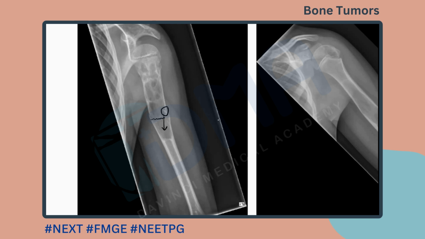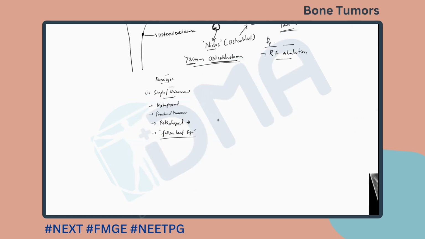So this is a classical unicameral bone cyst. It involves the proximal humerus. You can see the bone becoming very much thinned out. When the bone gets thinned out, fractures are common. So pathological fractures are common, and the fracture fragment falls within the cyst. That is called the fallen leaf sign. How do you treat it? Mostly it heals by itself. There is no need for any surgery. Unicameral bone cyst usually heals by itself. Okay. So the next benign tumor we see commonly is aneurysmal bone cyst.